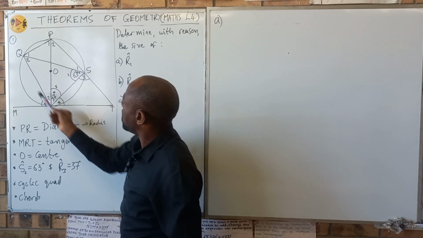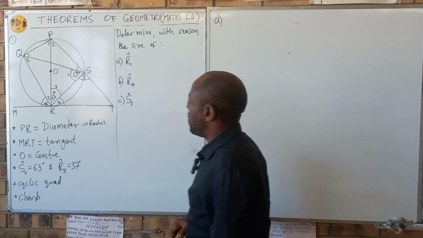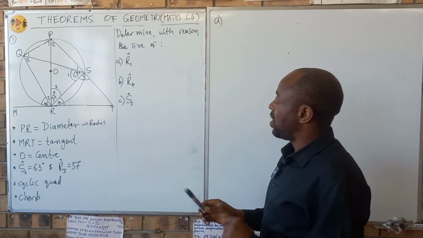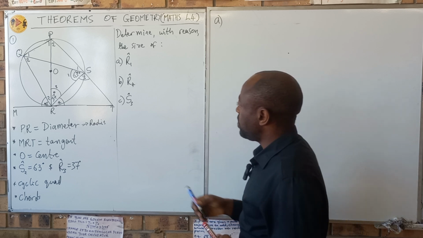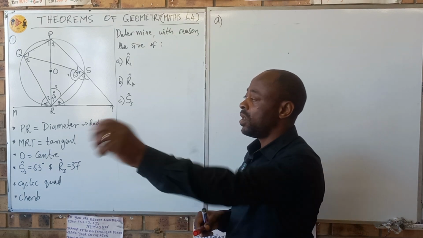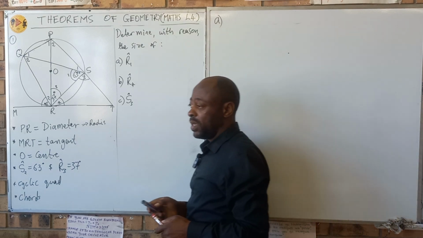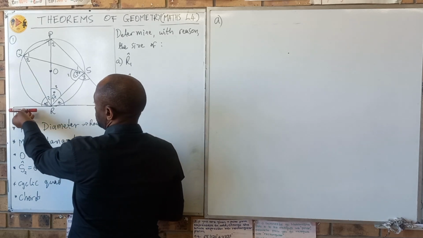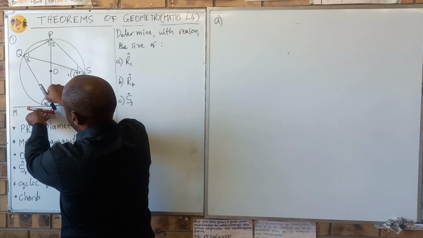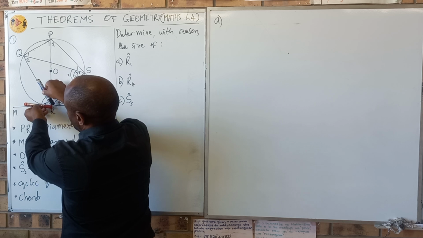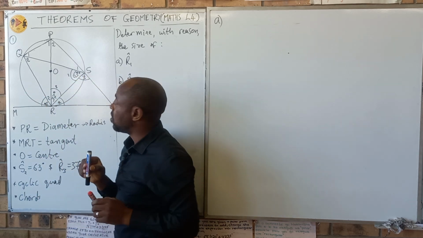I'm also seeing triangles, just to make sure that if I get stuck, I will see where I can go to pick theorems that will help me out. So, our beginning point is to calculate R1. If I go back to my diagram, you see that R1 is an angle between the tangent MRT and the chord QR. So that immediately shows me that I need help from the tan chord theorem.